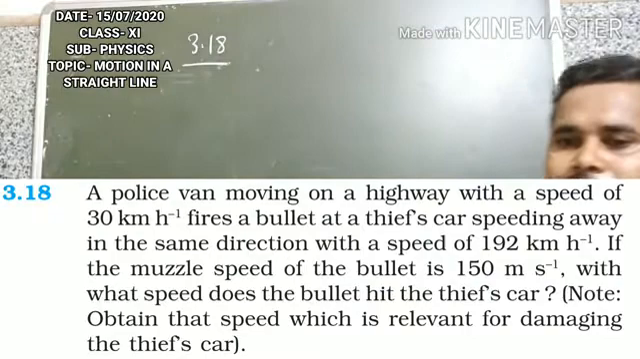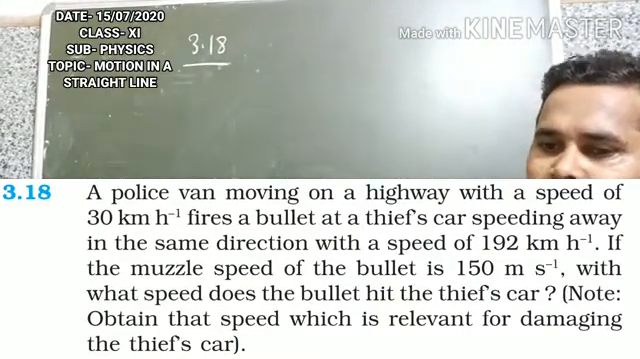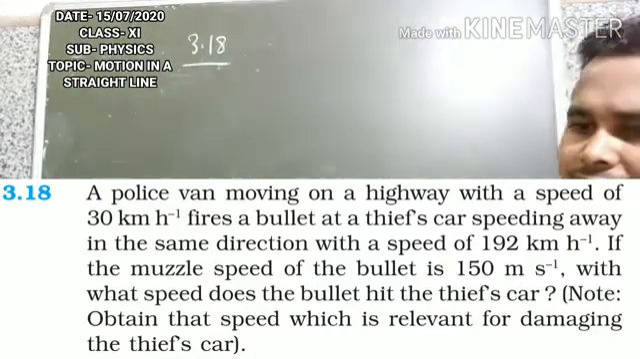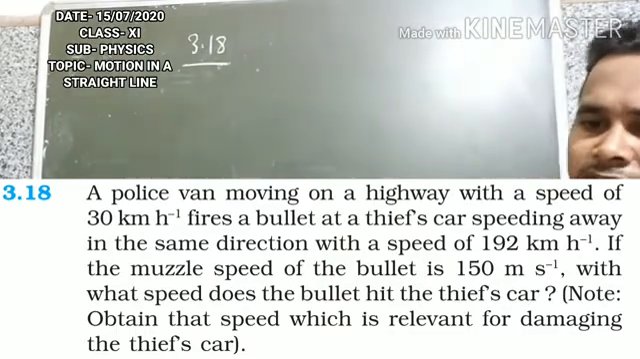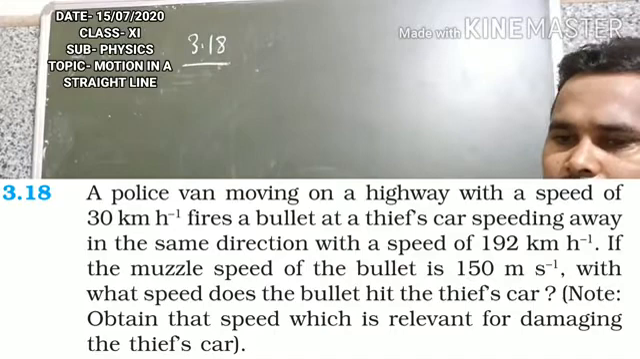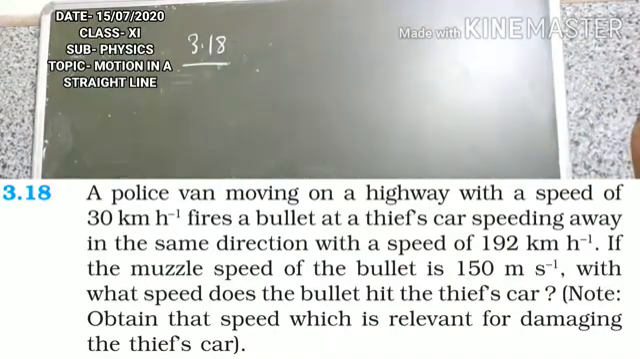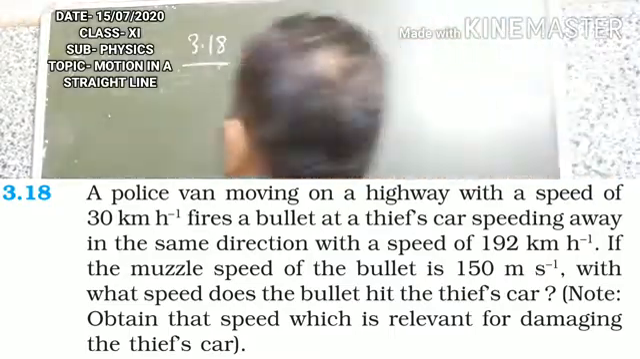See on the screen. The question is: a police van moving on a highway with a speed of 30 km per hour fires a bullet at the thief's car speeding away in the same direction with a speed of 192 km per hour. If the muzzle speed of the bullet is 150 meter per second, with what speed does the bullet hit the thief's car? See the question here.